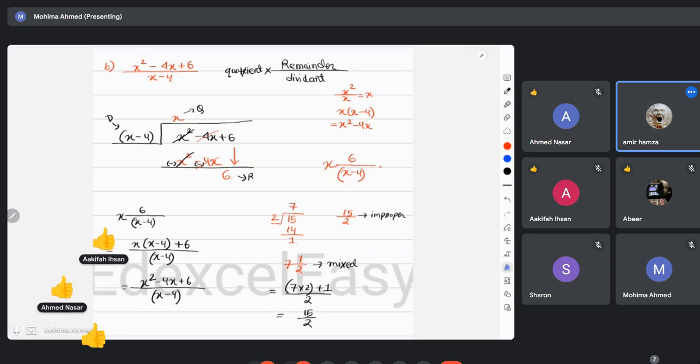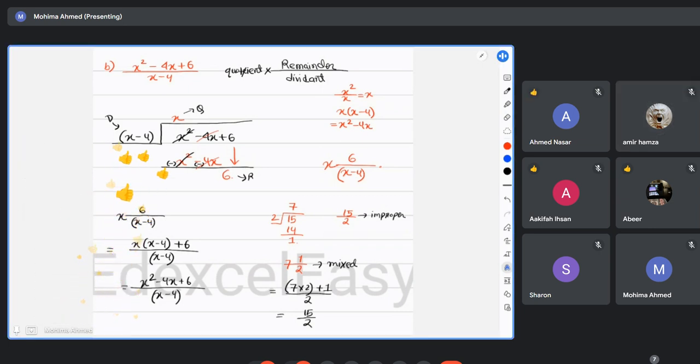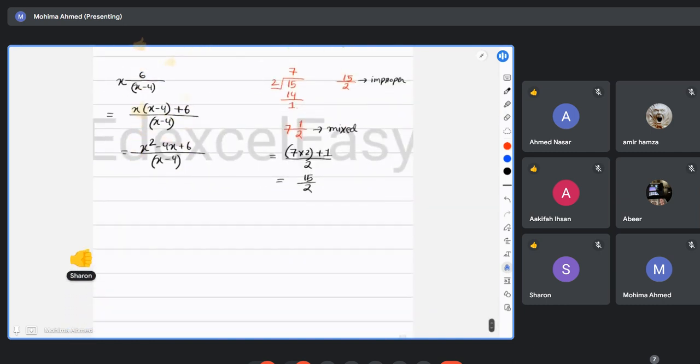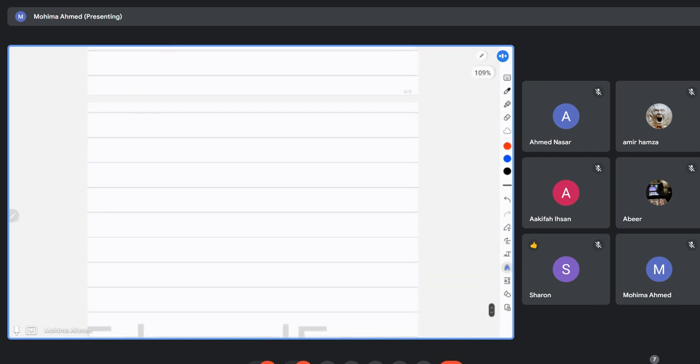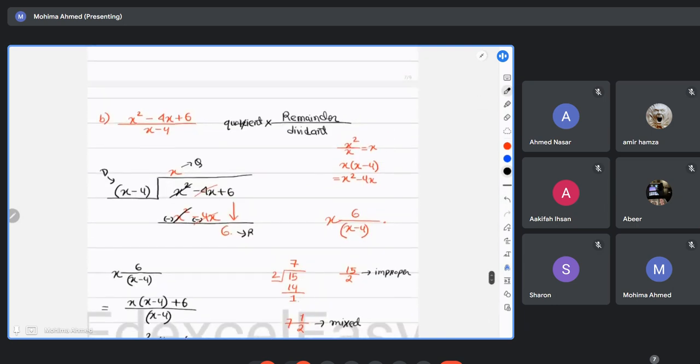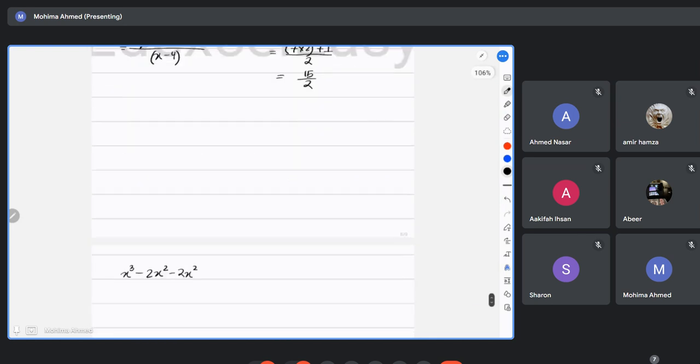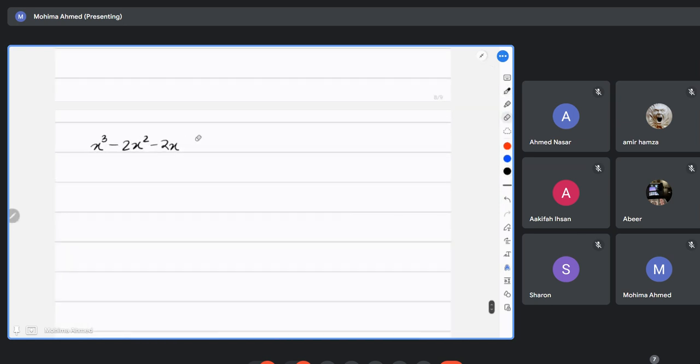Understood, miss. Okay. Then now we're actually going to solve part B. For part B, they have asked you that originally the g(x) equation was what? x cubed minus 2x squared minus 2x plus 12, divided by x minus 2, x plus 2, x minus 4.